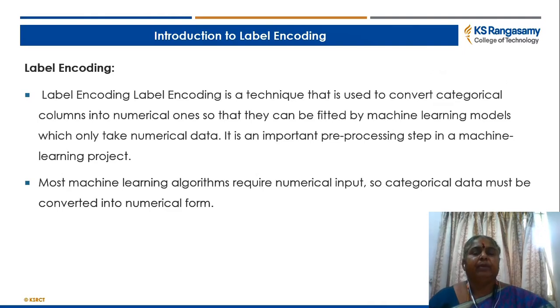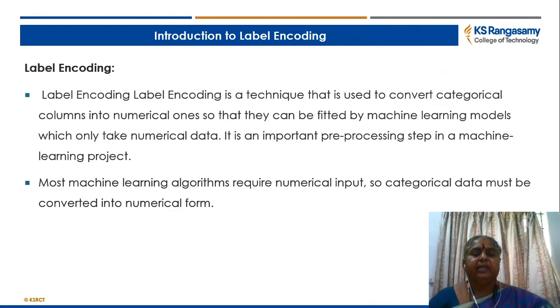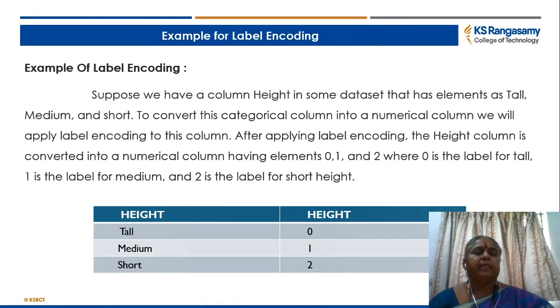Next one is label encoding. Label encoding is a technique that is used to convert categorical columns into numerical ones, so that they can be fitted by machine learning models which only take numerical data. It is an important pre-processing step in a machine learning project. Most machine learning algorithms require numerical input, so categorical data must be converted into numerical form.